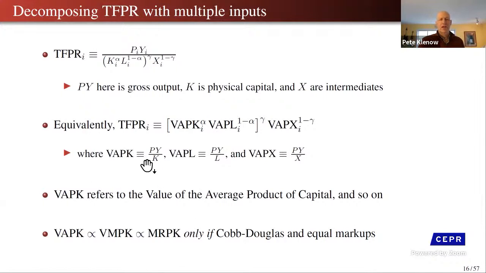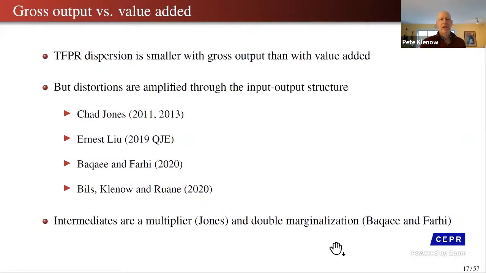I guess this is just talking about under what circumstances TFPR reflects average products, and pointing out we need some strong assumptions to go from average products to marginal products. We need Cobb-Douglas, and to go from marginal products to marginal revenue products, you'd need equal markups. Okay, let me move on from that.